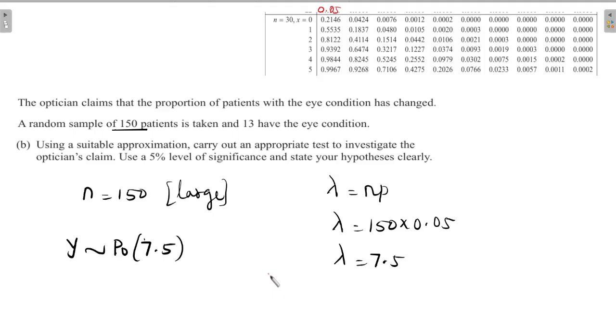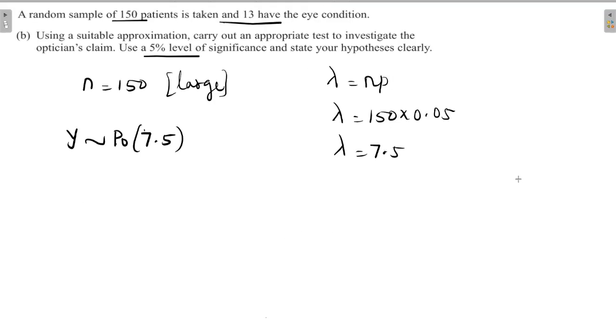Now, 150 patients are taken and 13 have the eye condition. We have to check whether this 13 is in our critical region. So where is the critical region? Use the 5% significance level. So our significance level is given as 5%, that is 0.05.